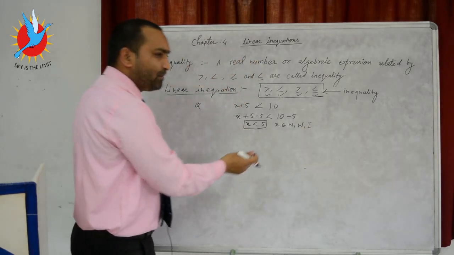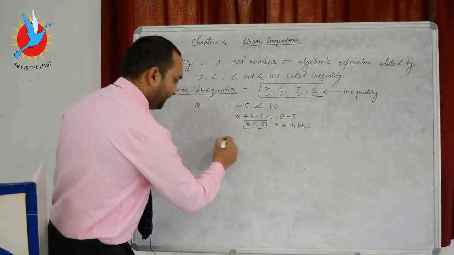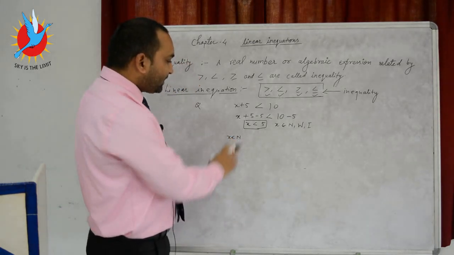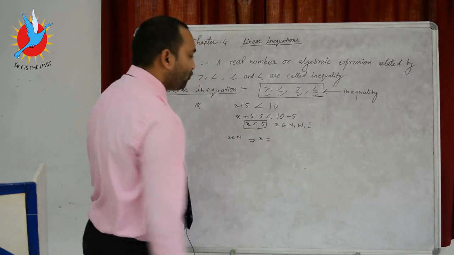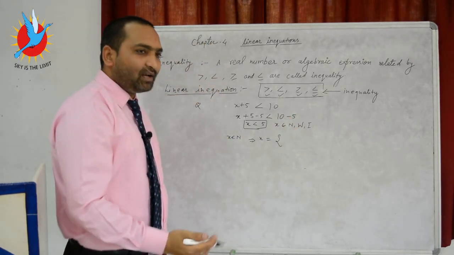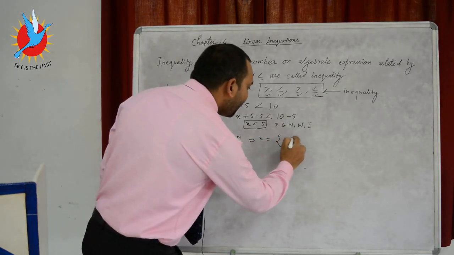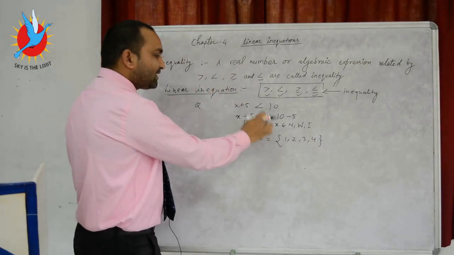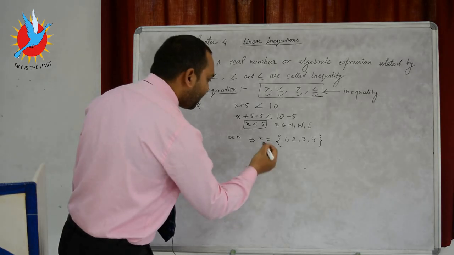So what should be the solution of the value of x? We see here x is a natural number. If x is a natural number, then the solution set of x is the natural numbers, all counting numbers 1, 2, 3, 4 and so on. But x is less than 5, so 1, 2, 3, 4 is the solution set of x.